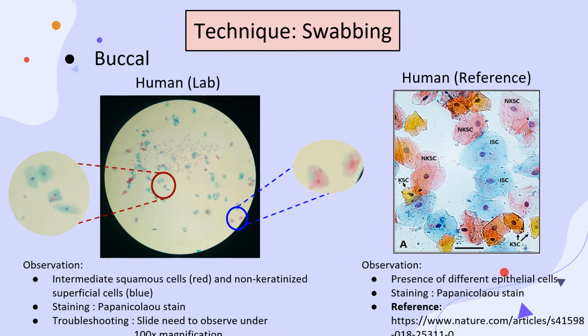Next, a buccal sample can be obtained by using a swabbing technique. Under Papanicolaou stain, intermediate squamous cells as in the red circle and non-keratinized superficial cells as in the blue circle can be seen. This observation can be compared with the reference image on the right side. For troubleshooting, the slide needs to be observed under 100x magnification to get a clearer image.